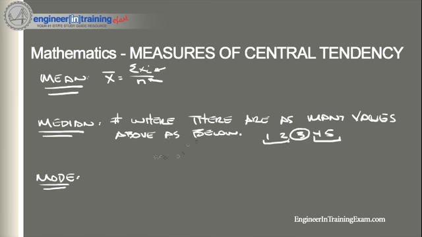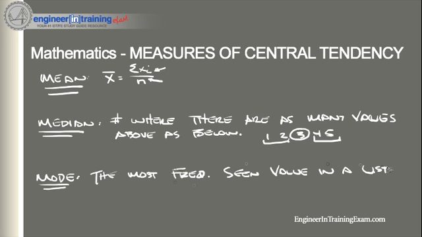Now the mode is simply the most frequently seen observation in a list of values. So the mode is the most frequently seen value in a list or in a set of data. If we have a set of data that has 1, 1, 2, 3, 3, 4, 4, 4, 5, well, 4 is going to be our mode because that's the most frequently seen value in that particular list.